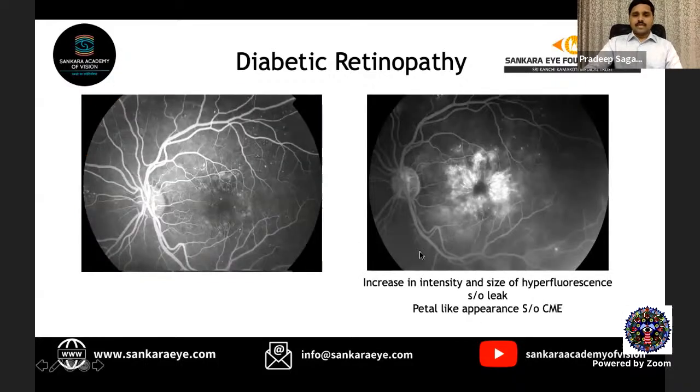But in the late phase angiogram, we can see that there is profuse leak in the perifoveal area with presence of petalloid appearance, which is suggestive of cystoid macular edema. As I previously mentioned, here the microaneurysms are not primarily contributing to the leak. So we prefer to call it a diffuse leak.